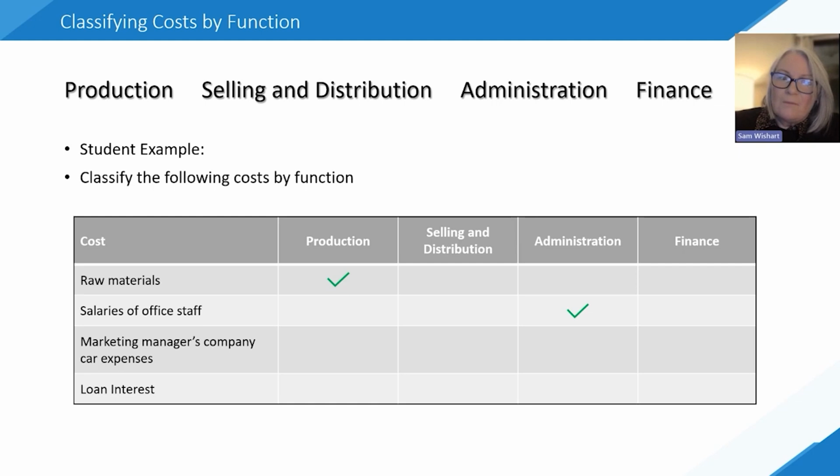Marketing manager's company car expenses. Do we think this is to do with production, selling and distribution, admin or finance? Yeah, the marketing manager is going to be working within the marketing department, so it's likely any costs relating to him will be included within that functional area. So we'll include our marketing manager's company car expenses within the selling and distribution expenses.